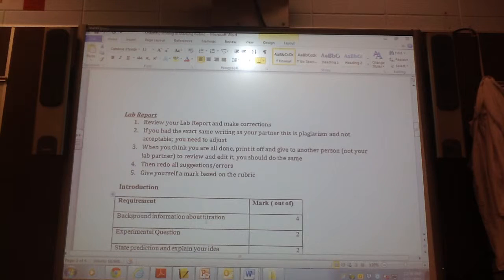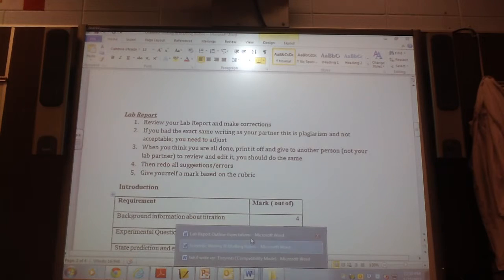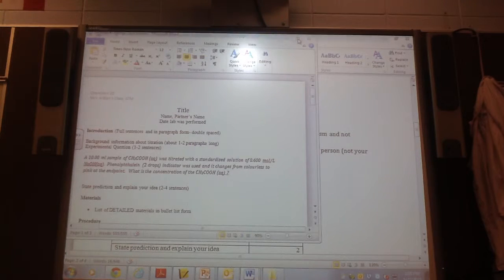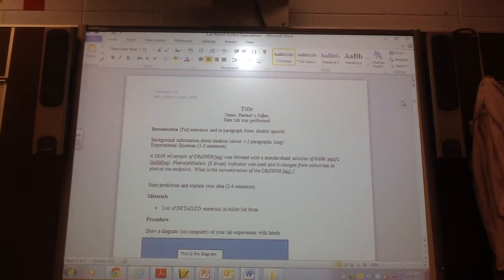This is the rubric too, but I'm just going to go through the outline with you. Here I made a sample that I want you to follow to the T. It has your title, your name, comma, partner's name, date the lab was performed, and your introduction. Again, you can bold these headings. My title is size 16, but everything else needs to be 12.